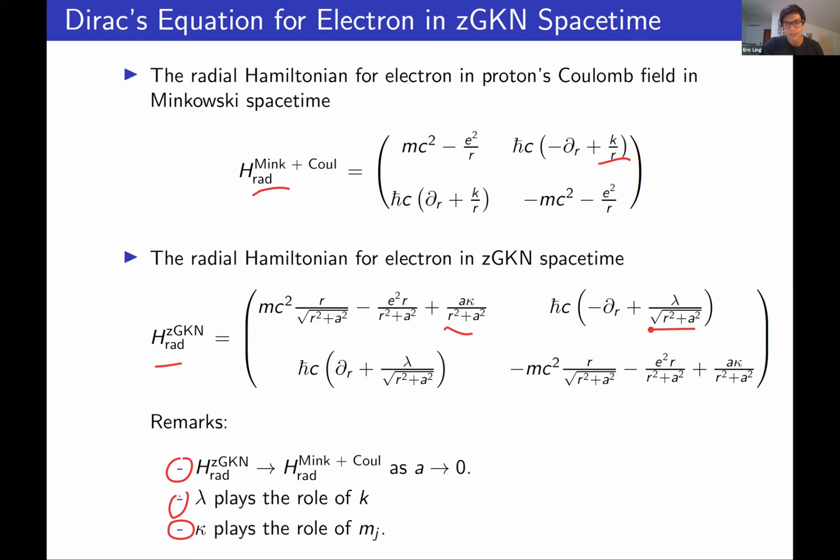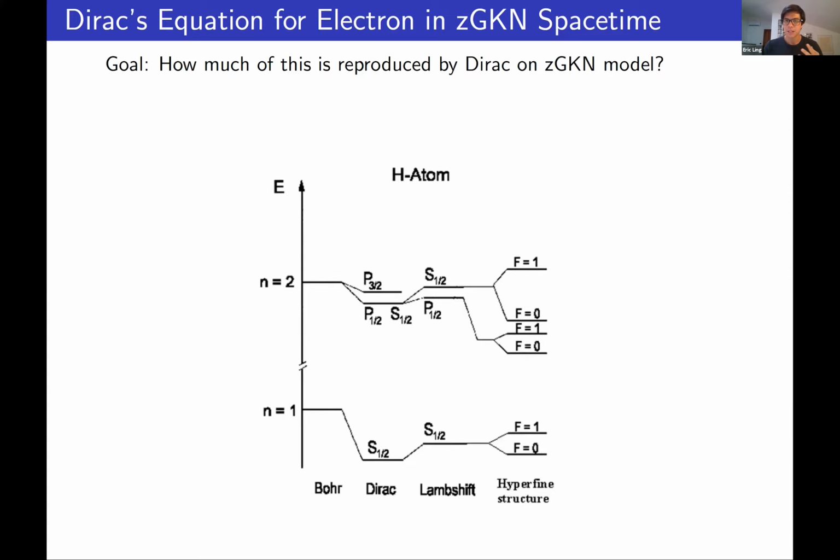Now notice that m_j doesn't appear in the radial Hamiltonian for the Minkowski plus Coulomb potential. And so we think that this term, kappa, appearing in our radial Hamiltonian will possibly produce some hyperfine-like effects. Our ultimate goal is to see how much of this picture here can get reproduced by the Dirac on ZGKN model.